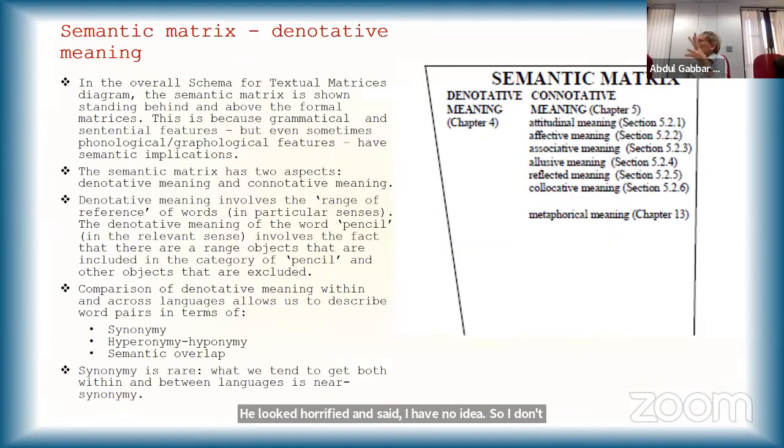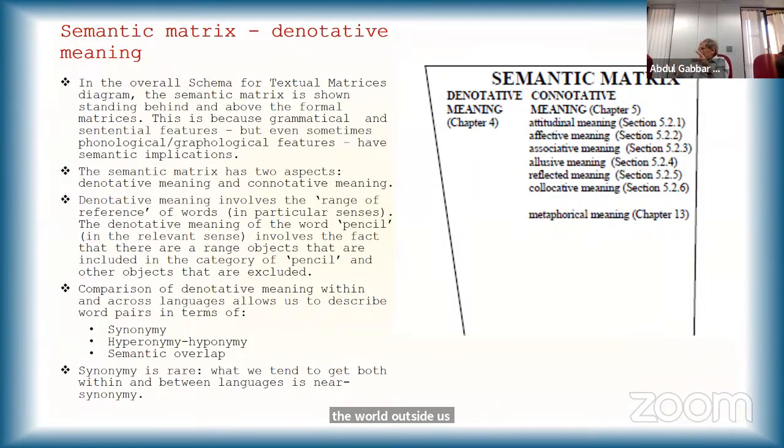Okay, semantic matrix. You've basically got two types of meaning, and this is generally accepted. I think it could always be reconsidered, but there's this idea that there's a meaning which relates to the world outside us in a very straightforward way.